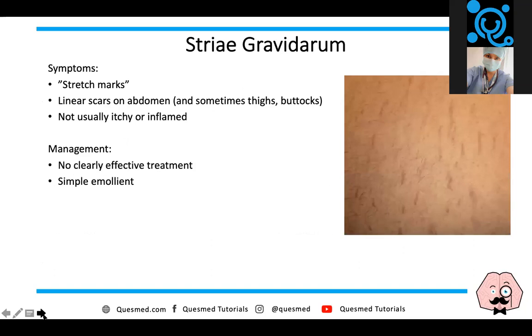Other skin stuff, striae gravidarum, the most common skin thing to be seen in pregnancy, and put simply, that's stretch marks. These are linear scars that occur usually on the abdomen, but also on the buttocks or thighs. It's thought to be to do with the relaxation of connective tissue during pregnancy, and it doesn't usually result in itch or inflammation. And there's not really an effective treatment for this, it's just sort of accepted as part of pregnancy. However, we can recommend a simple emollient.